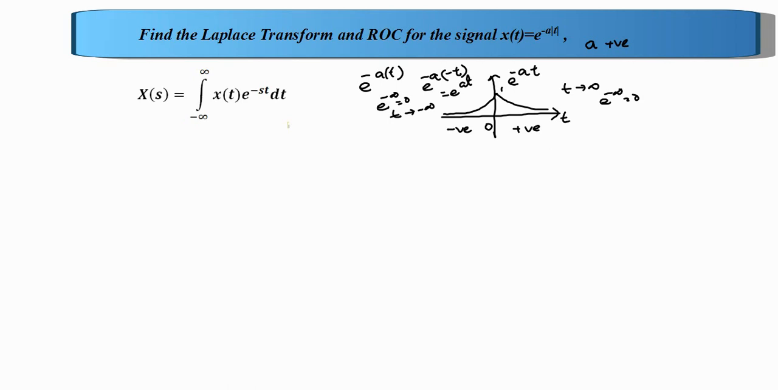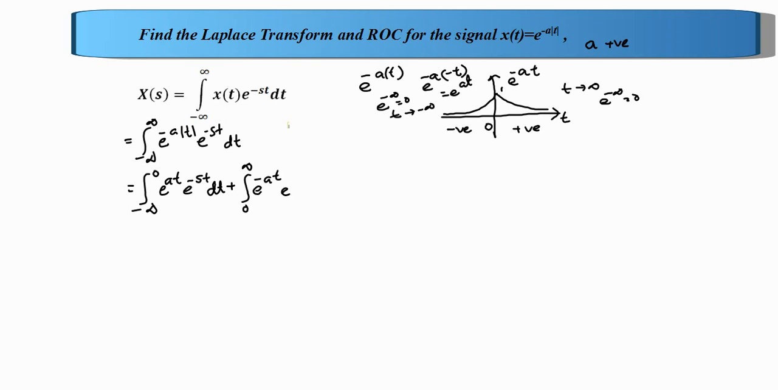Now we can apply the Laplace transform to this signal: integral from minus infinity to infinity of e raised to minus a modulus of t into e raised to minus st dt. Okay, now we can split the integration. If you split the integration, it becomes minus infinity to 0, where the signal is e raised to at into e raised to minus st dt, and from 0 to infinity, where the signal is e raised to minus at into e raised to minus st dt. Now we will get two signals.